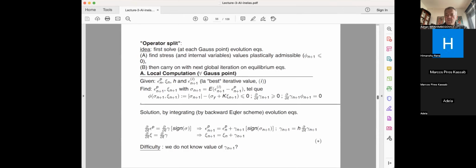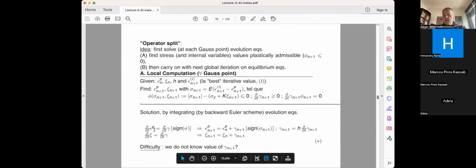So I take an implicit scheme, backward Euler. Basically, I'm computing from epsilon plastic dot equal to gamma dot times sign of sigma: epsilon plastic n+1 equal to epsilon plastic n plus gamma n+1 times sign of sigma n+1, where gamma n+1 equals h times gamma dot n+1. And the same thing for the hardening, alpha n+1 is equal to alpha n plus gamma n+1. There's no sign because it's simply 1.